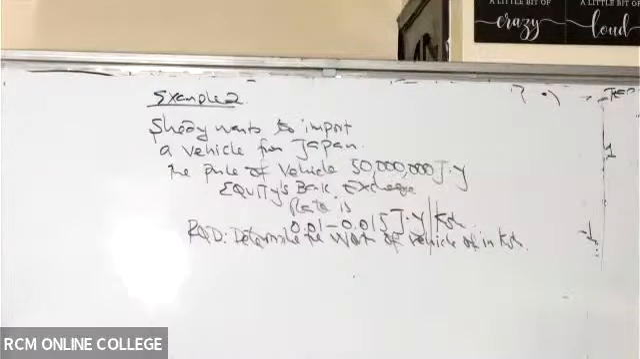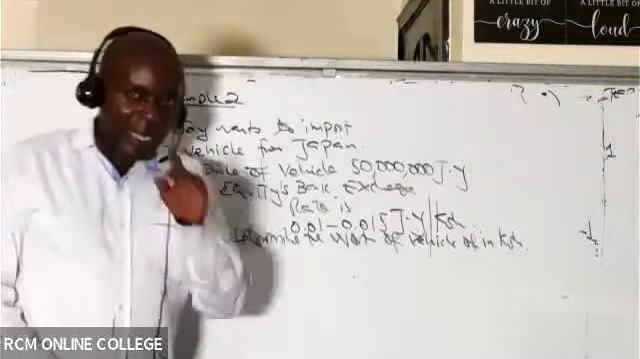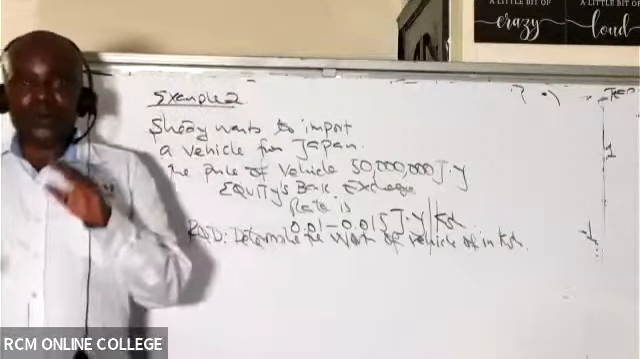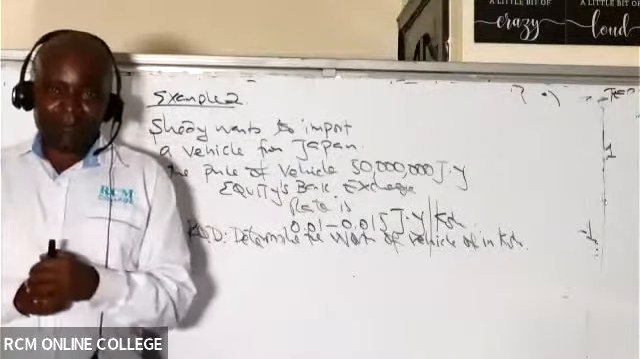We shall overcome. So Shedi wants to import a vehicle from Japan. The price of the vehicle is 50 million Japanese yen. Then we have, of course, ladies and gentlemen, listen. Shedi, I'm using Shedi because Shedi is a classmate here. Not unless we don't know much about him. I believe Shedi is a Kenyan.